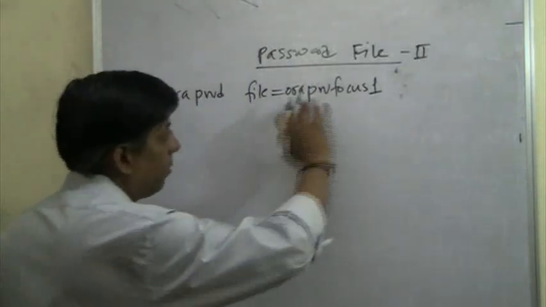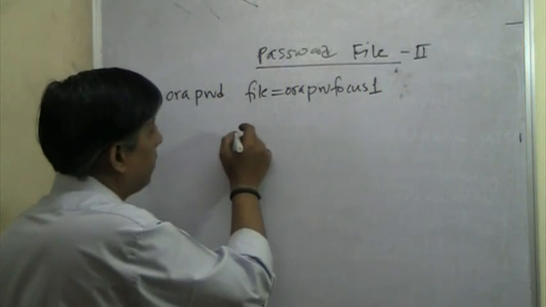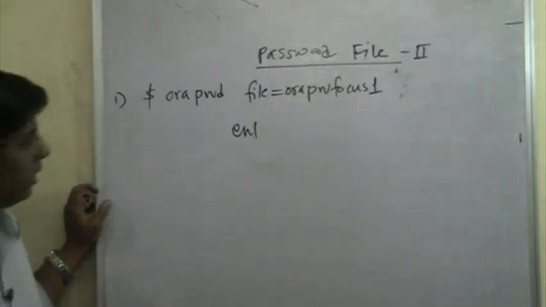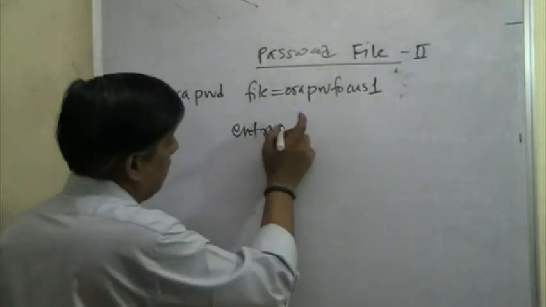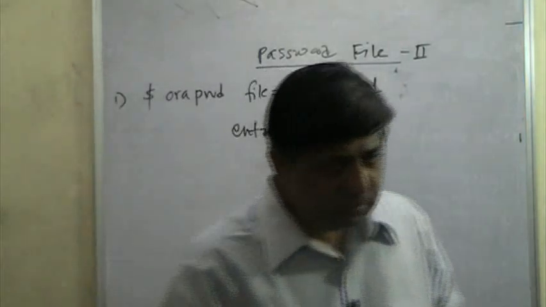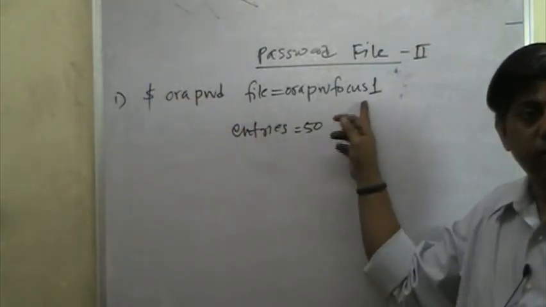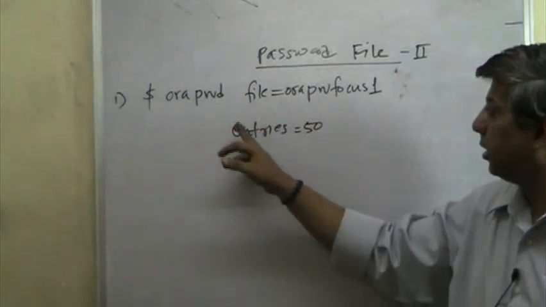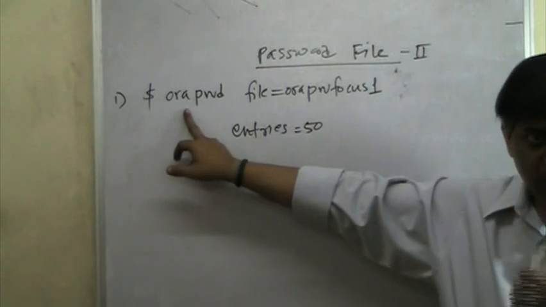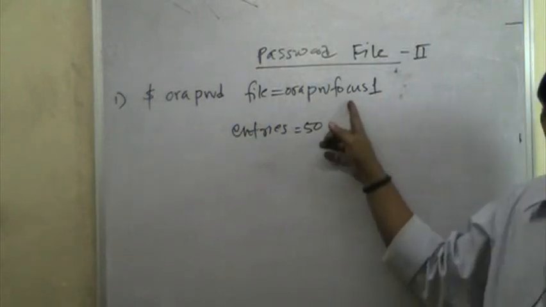Since I don't have enough space over there, I will write it down. You can say entries, or even, in fact, this much of command is enough. Entries is equal to, let us say, by default I believe it is 50. ORAPWD is a command which you will have to type, and these are the arguments for creating a password file whose name is this.